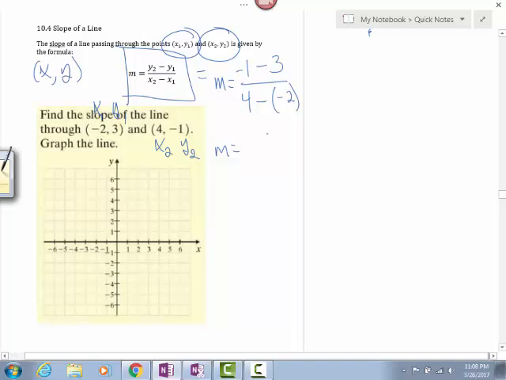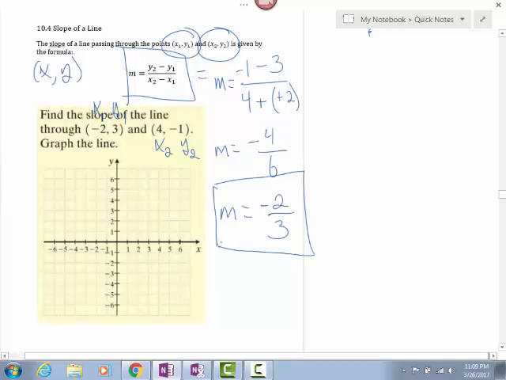-1 minus 3 is a -4. 4 minus -2 becomes 4 plus 2, which is 6. And then I can go ahead and reduce that fraction. I can divide them both by 2, and that'll leave me with a -2 over 3. Okay, so I have the slope of the line. Now, I want to figure out what the slope is really telling me. So it says to find the slope of the line, which we just did.